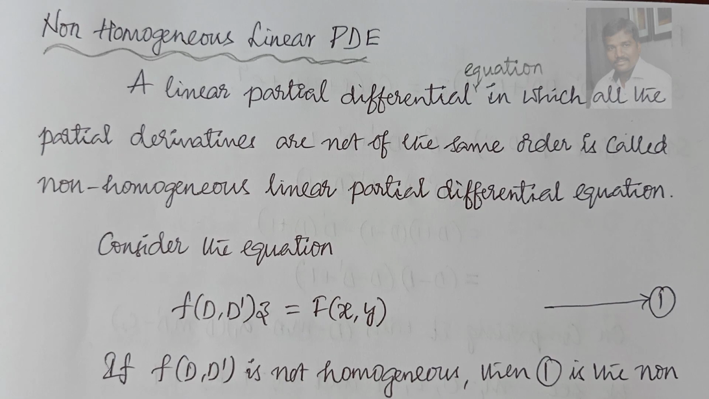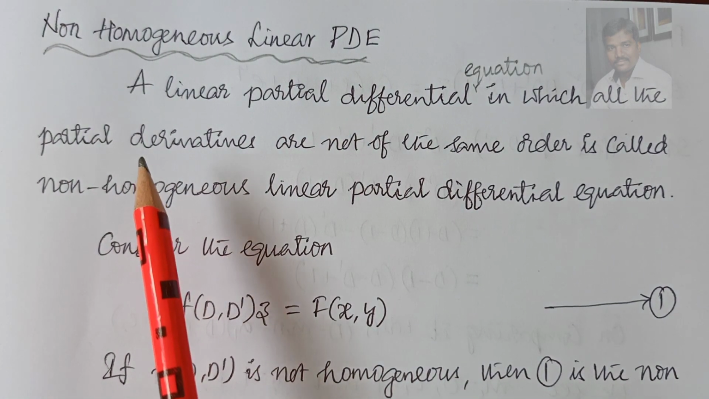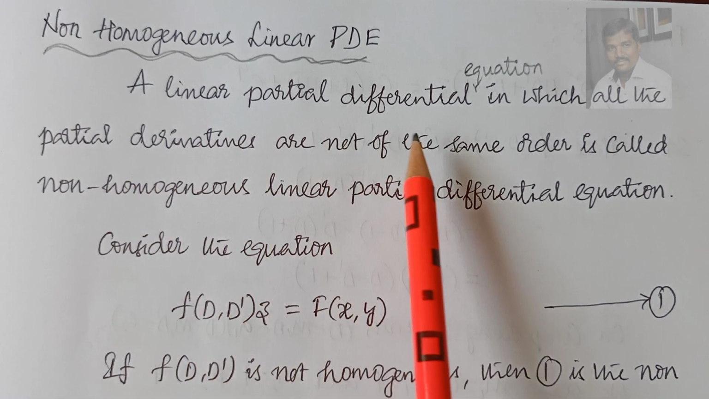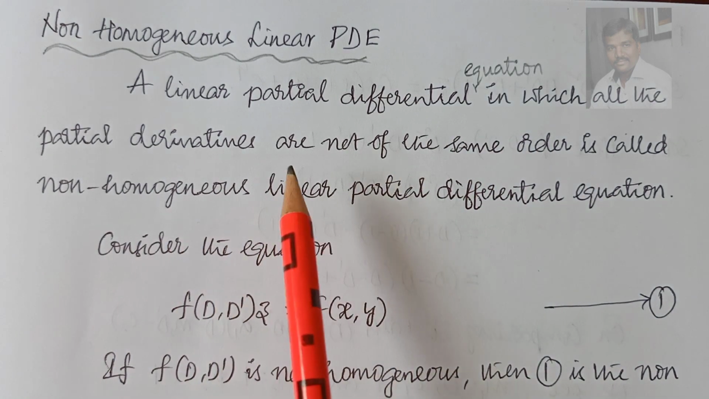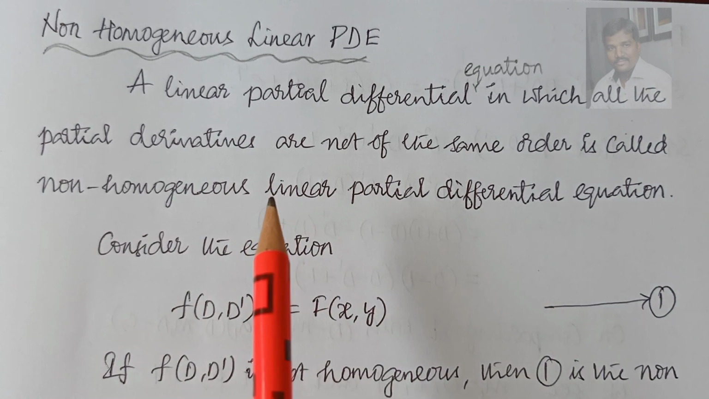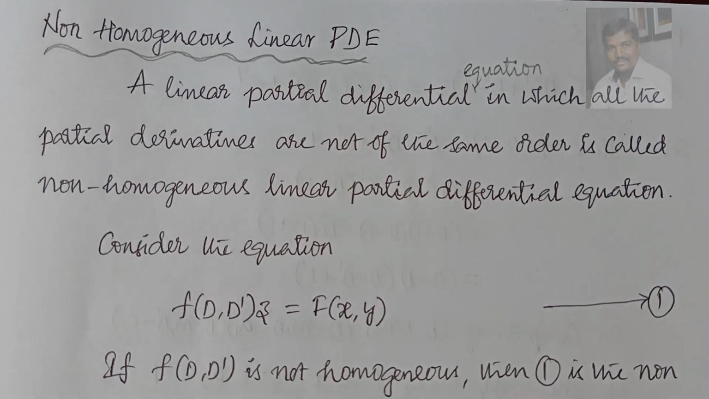Students, today we are going to discuss non-homogeneous linear partial differential equations. What is a non-homogeneous linear partial differential equation? It is a linear partial differential equation in which all the partial derivatives are not of the same order. It is called a non-homogeneous linear partial differential equation.